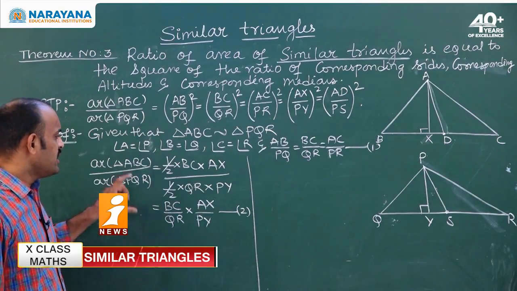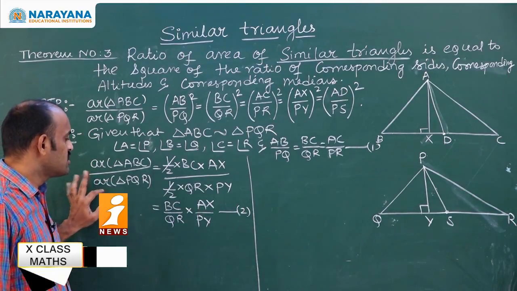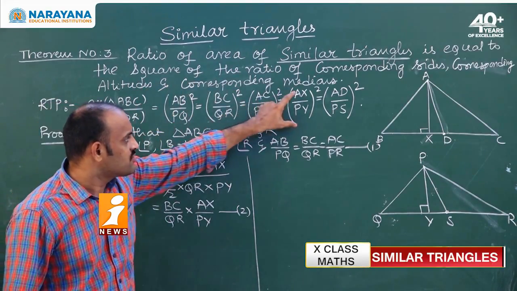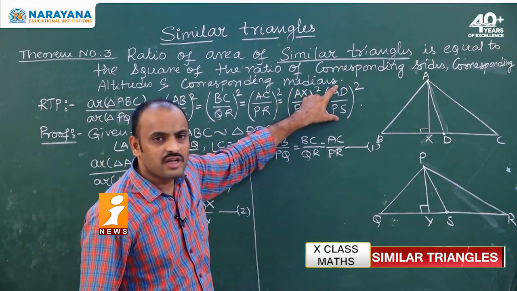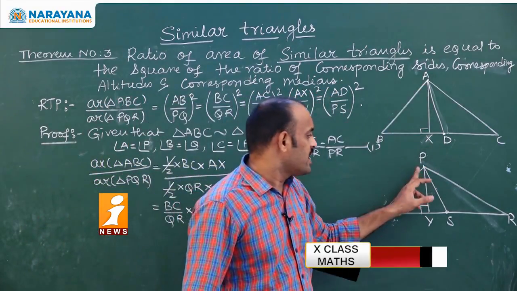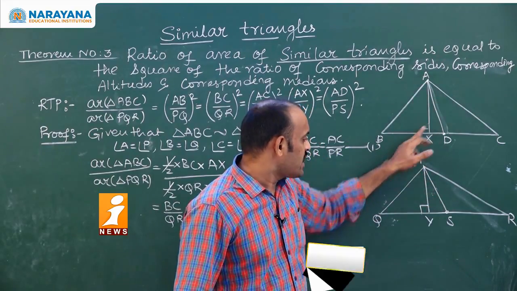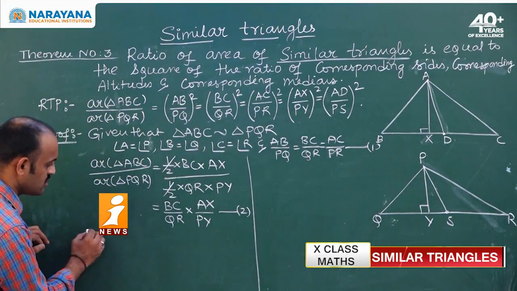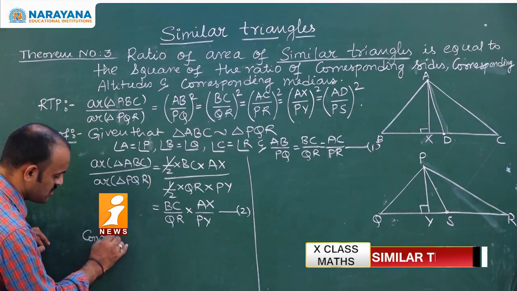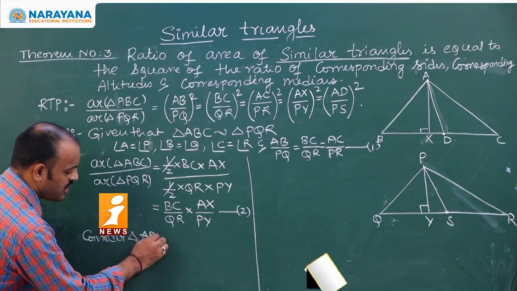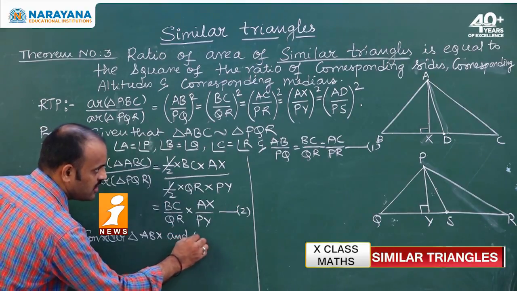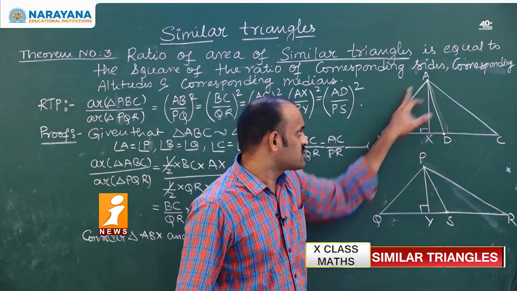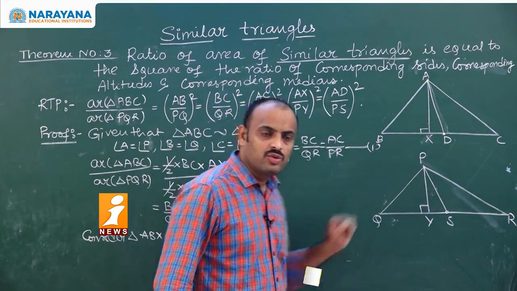Now, I need to prove the ratio of their areas is equal to the square of the ratio of the corresponding sides, the square of the ratio of the corresponding altitudes, and the square of the corresponding medians. Here AD and PS are medians, AX and PY are altitudes. Now, consider triangle ABX and triangle PQY.